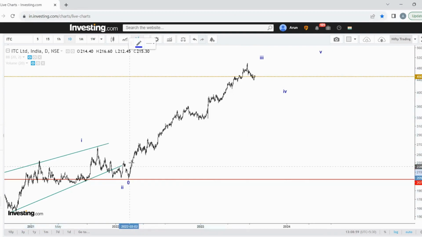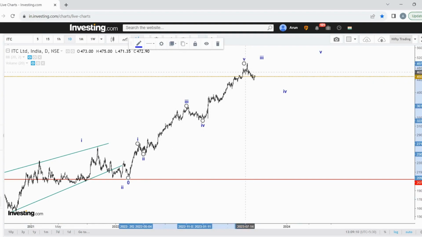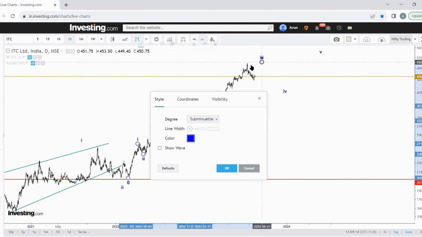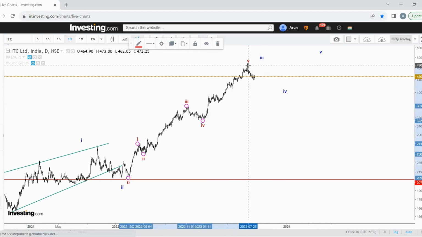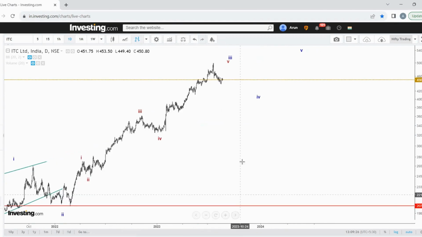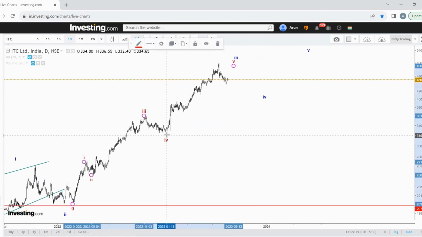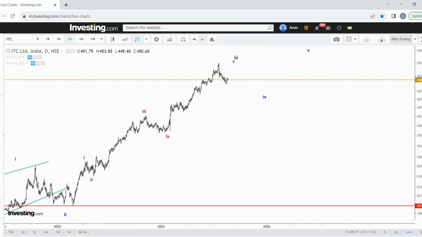So wait, this is wave 1, wave 2, 1 2 3 4 5 3, and if this is 4, 1 2, probably this is 5. I will change the color. Either 3 completed here, or we may have one more leg up. We need to see. So if it is the 4th in that subwave, 1 2 3 4 5.